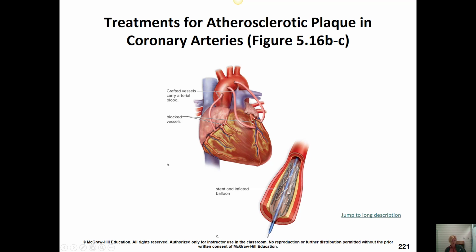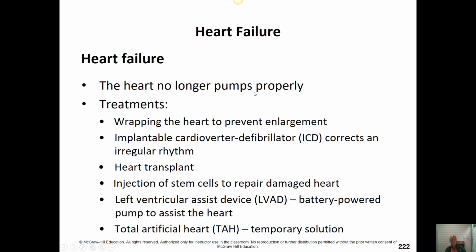So sometimes this is all a patient will ever need in a lifetime. Other times they might need more stents, and sometimes if the narrowing continues beyond what can be treated with a stent, then they're going to go for bypass surgery.